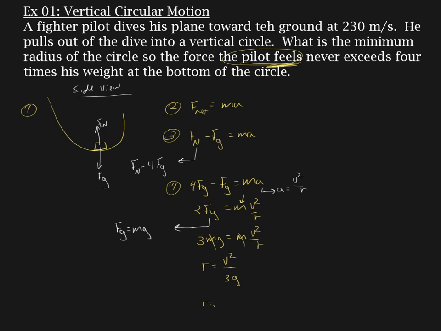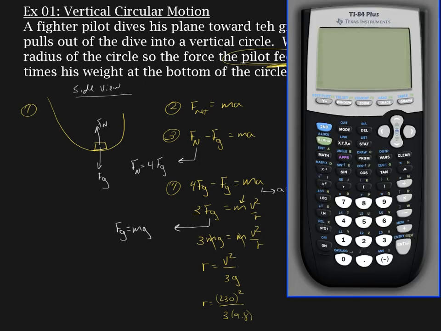And then substituting our values for v, we have 230 meters per second, and that's going to be squared, divided by 3 times 9.8. So we'll get out our calculator, and we get 230 squared divided by, now be careful because this is a common mistake. Do not do 3 times 9.8.